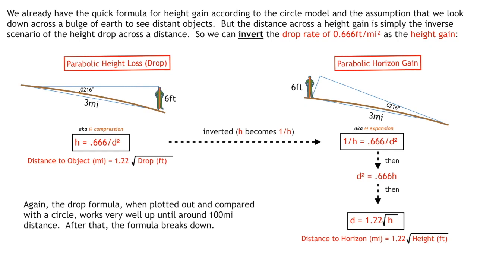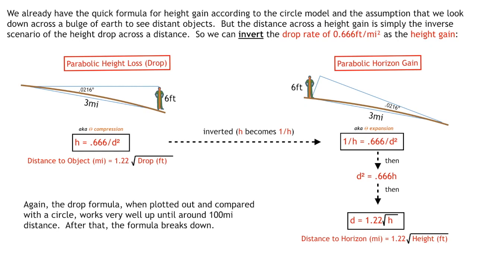We already have the quick formula for height gain according to the circle model, and the assumption that we look down across a bulge of Earth to see distant objects, but the distance across a height gain is simply the inverse scenario of the height drop across a distance, so we can invert the drop rate of 0.666 feet per mile squared as the height gain and horizon distance gain. So the parabolic height loss or drop is then just inverted to become the parabolic horizon gain.